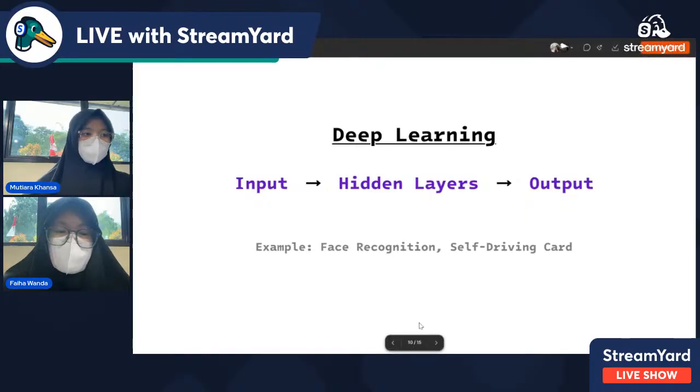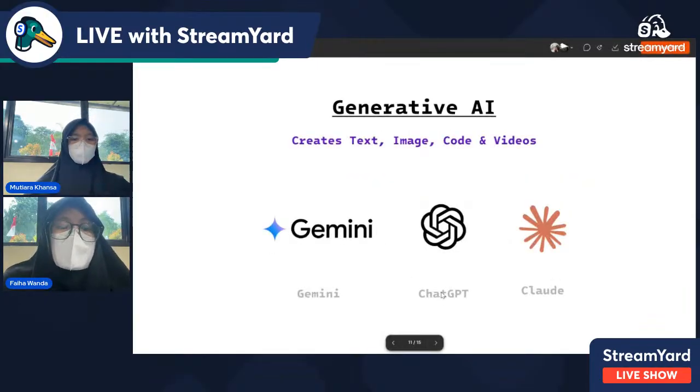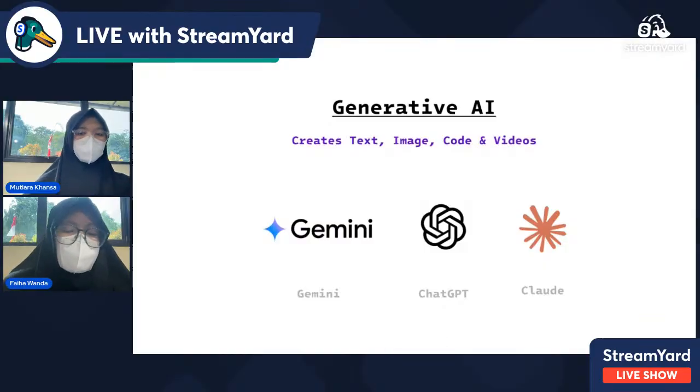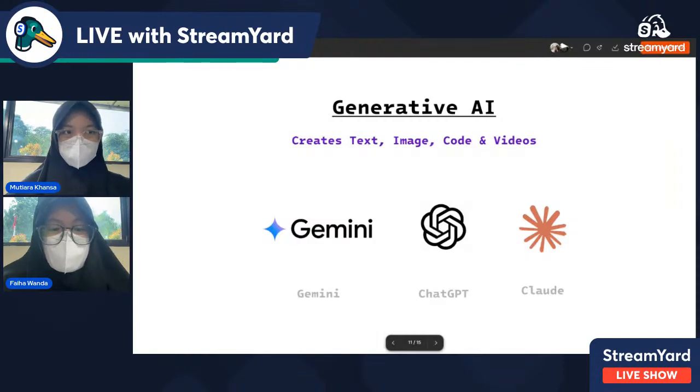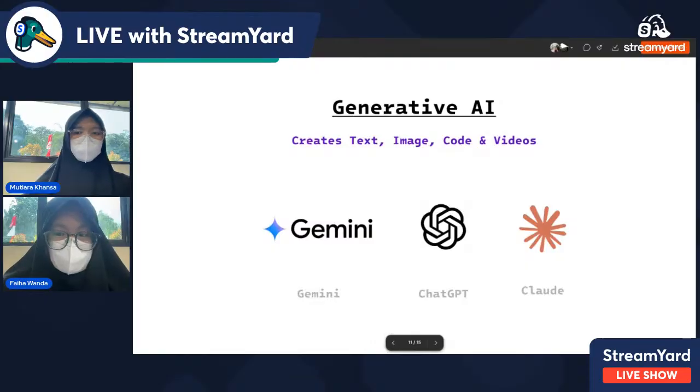Finally, we have generative AI. Generative AI is the more advanced part of deep learning. Unlike other AI systems that mainly recognize or classify information, generative AI can create new content based on the user's input. The model used in generative AI can generate many types of content, including text, computer code, images, audio, or even videos. The popular examples are ChatGPT, Gemini, and Claude, which can create images from text descriptions.